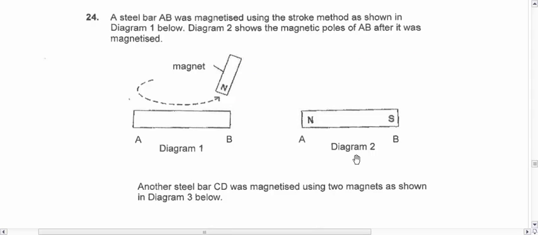Now let's look at question 24. Here they explain to you in the stroking method, when I use the north pole of my magnet and I stroke, eventually what I'll get is this. That means this side here will be north and this side here will be south. So actually what's happening is, if this is north, the part that I leave or I stroke off the bar, this part here will be south, opposite of this part here.